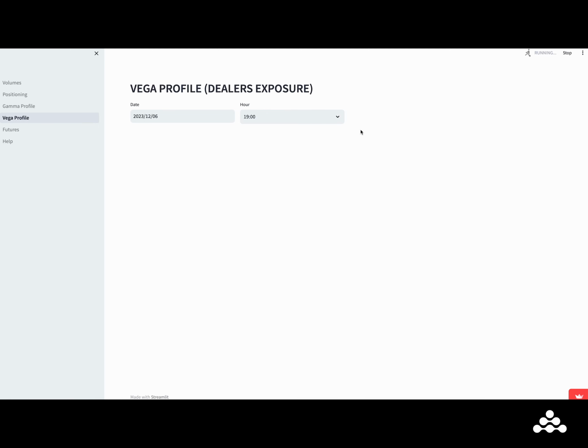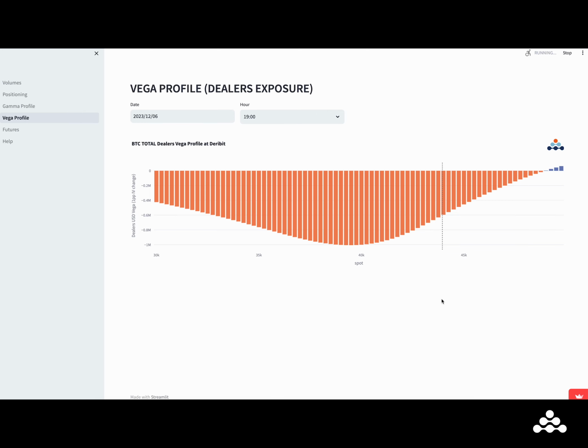We now have a Vega exposure outstanding. We can also see here on the y-axis, this is the change in millions of dollars for a 1 point change in implied volatility across the board of dealers.